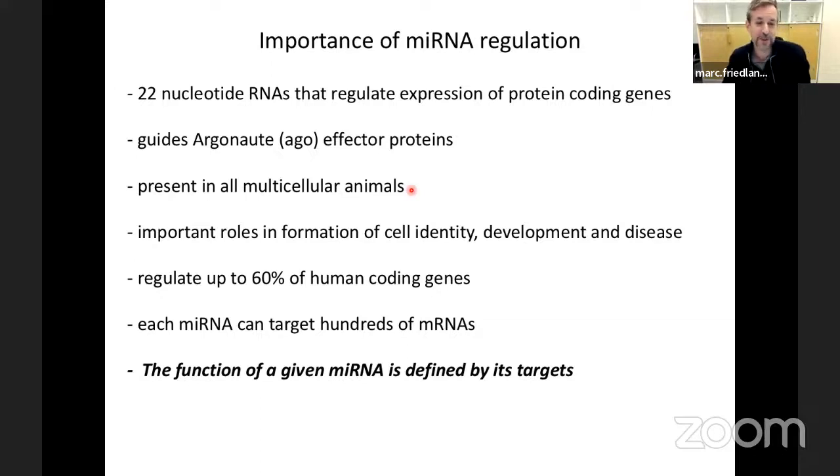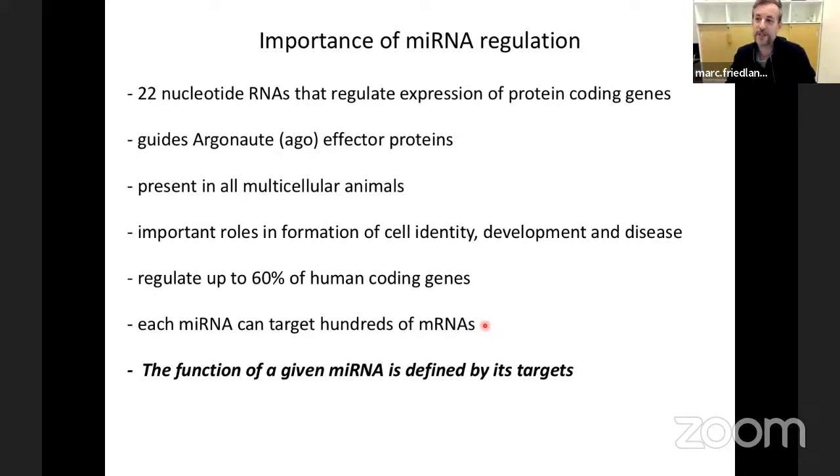And they have important roles in many different biological processes, including formation of cell identity, development, and in human disease. And through studies of sequence conservation, it's been estimated that upwards of 60% of all human genes are regulated by one or more microRNAs in one or more cellular contexts. So it's a very prevalent kind of regulation. And importantly, each microRNA can target hundreds of distinct messenger RNAs. So every microRNA obviously has its own repertoire of targets.